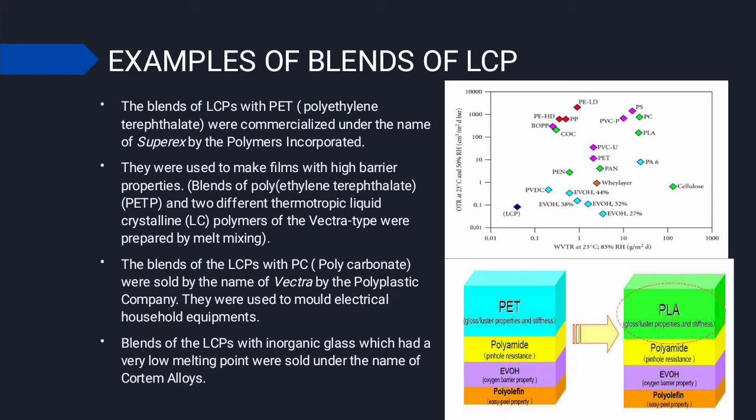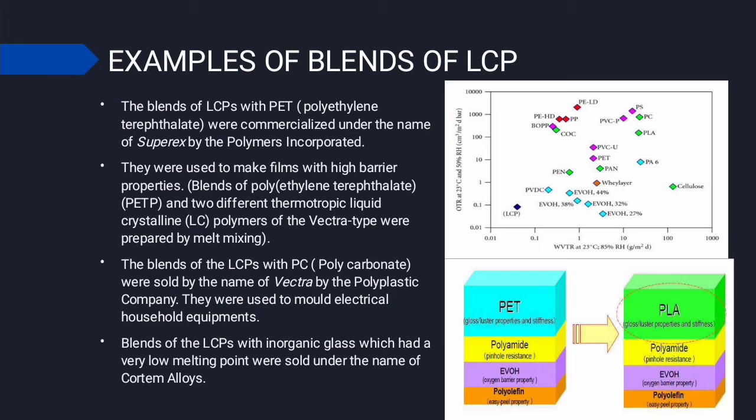Next, the blend of LCPs with PC, polycarbonate, was sold by the name of Vectra by the Polyplastic company. Vectra is a thermoplastic liquid crystalline polymer blend, not only a liquid crystal polymer. The LCP blend with polycarbonate was sold under the name of Vectra by the Polyplastic company. They were used to mold electrical household equipment.